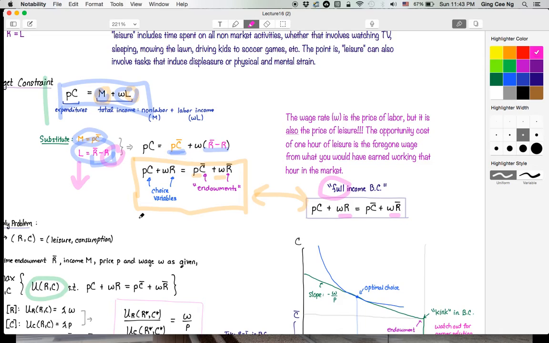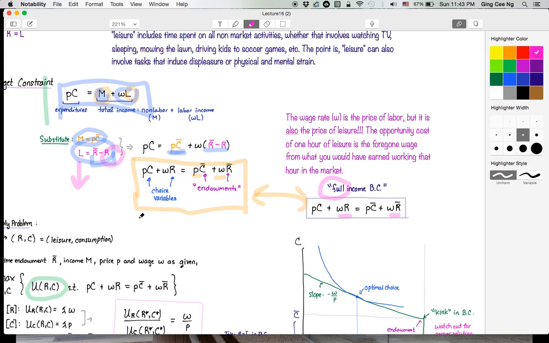So if you have a high hourly wage, you might see people who are quote unquote rich, not because they're wealthy, but because they have high earnings, working more hours because of this opportunity cost of consuming leisure.